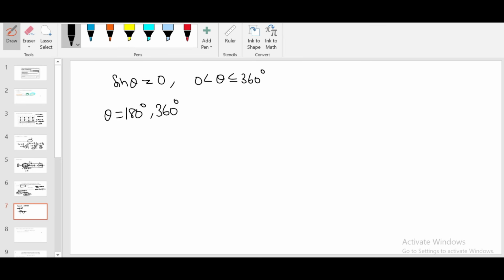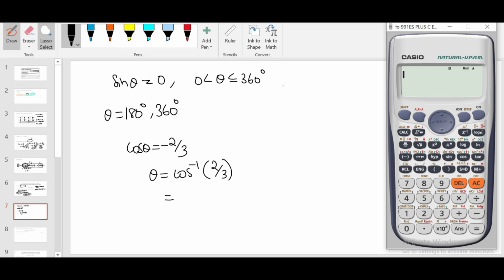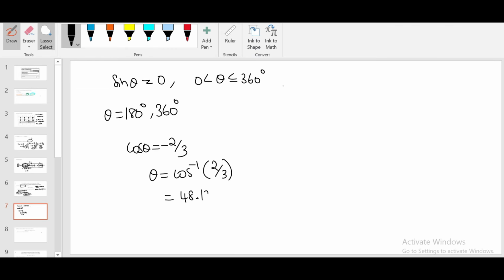Now let's take the second equation. Cos theta is equal to negative 2 over 3. Is it negative 2 over 3? Yes. So first you need to find the principal value. In the method I am teaching, you find the principal value without using the negative sign. They want the answer to one decimal place. Okay, so I'm going to change it to degree mode. Cos inverse of 2 over 3 is 48.18. Let's store this as 48.189, etc. That's the principal value.